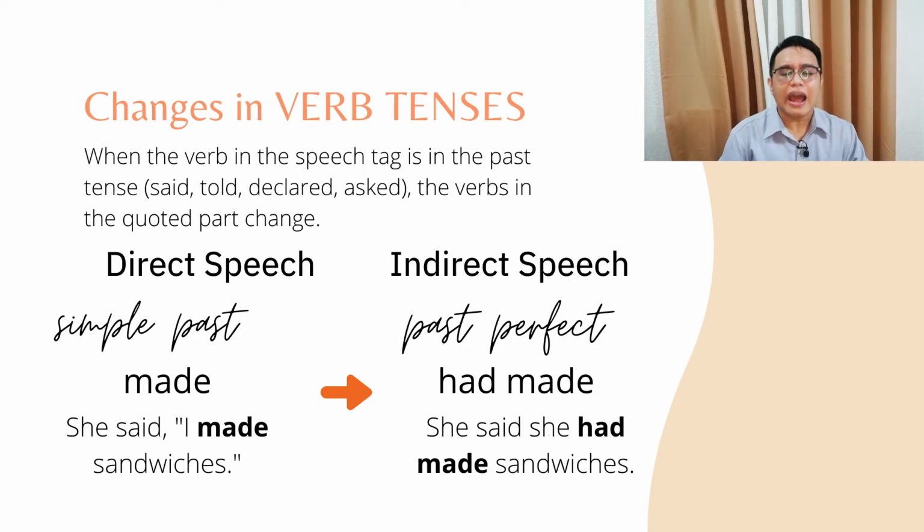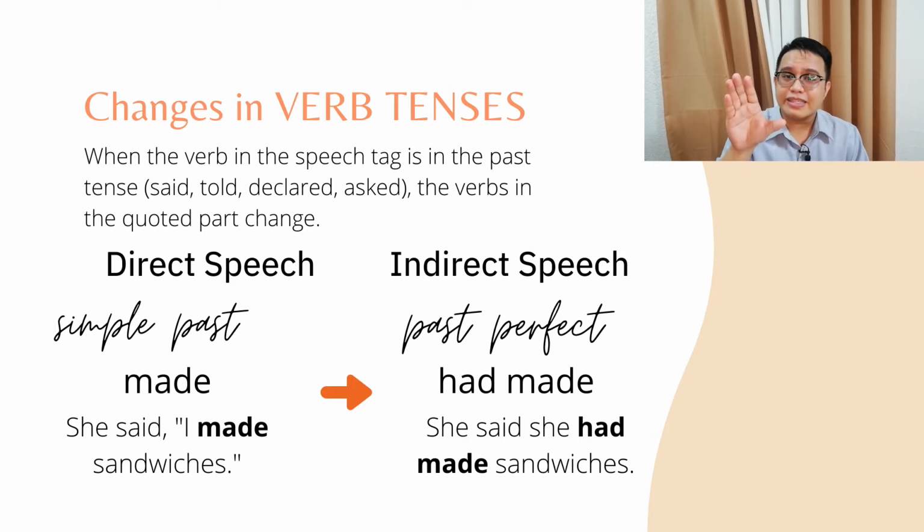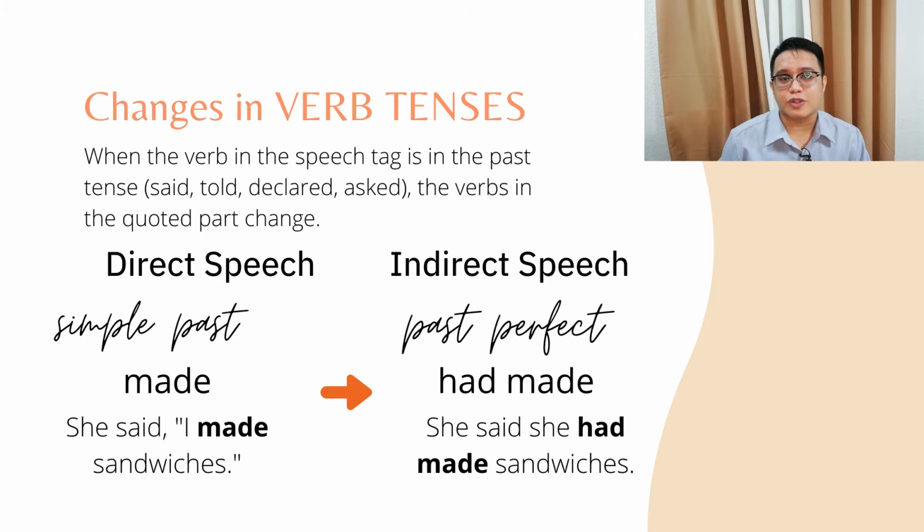So, ana na siya, ana ra gyud siya ka sayon. Next, from, di ba, we already talked about this one. From simple past, maadto siya into, mahimo siyang past perfect. So, kinahanglan butangan nato siya og had.